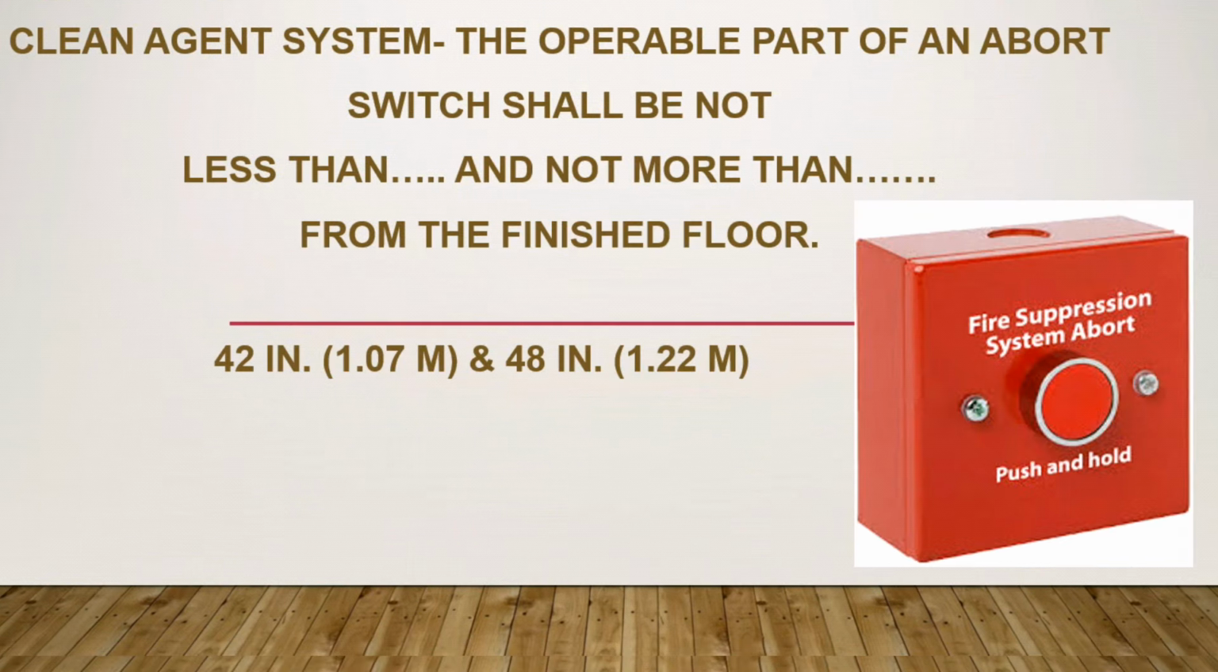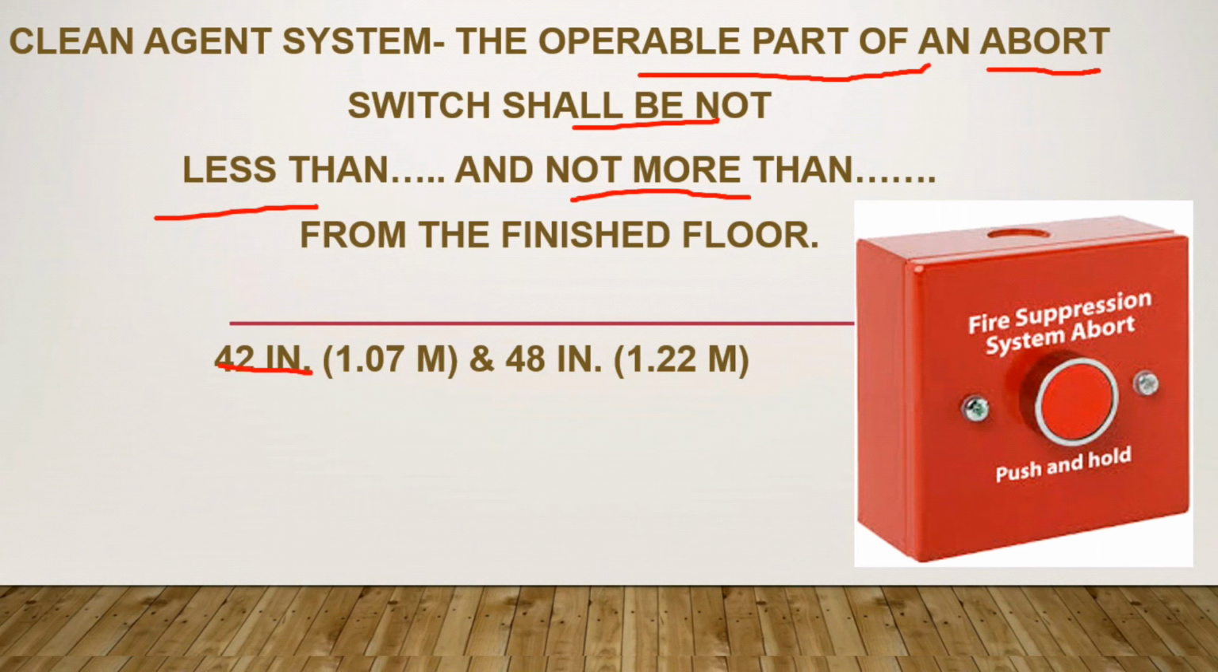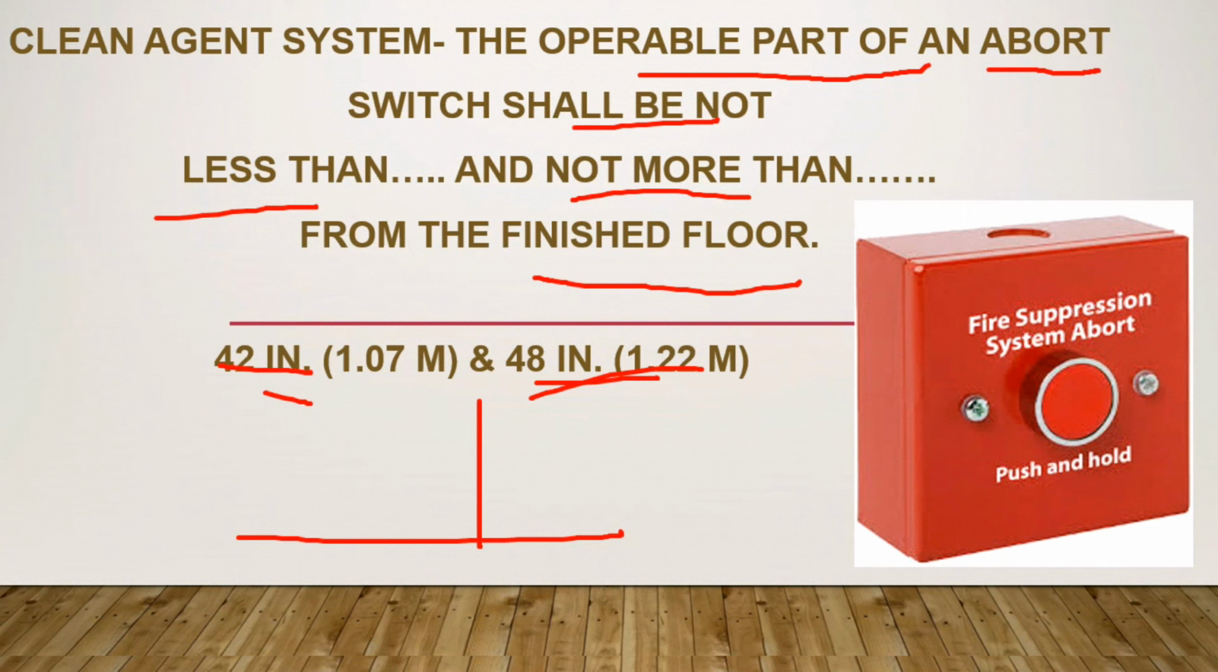In the clean agent system, we might have seen this abort switch. The operable part of an abort switch shall be not less than 42 inches and not more than 48 inches from the finished floor. So from the finished floor level like this, from here we have to maintain a minimum of 42 and a maximum of 48 inches for the abort switch installation.